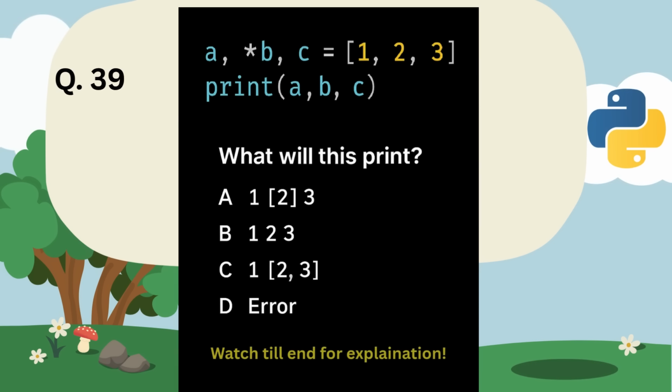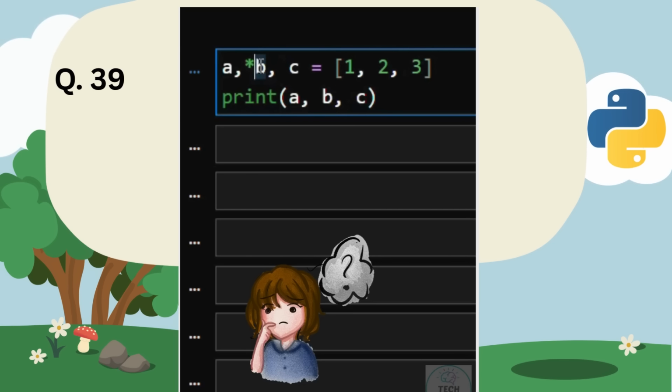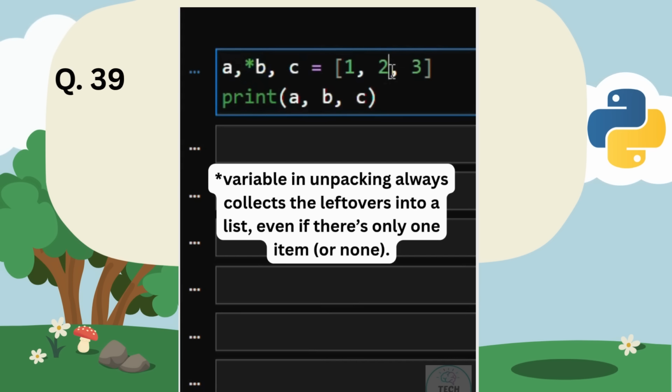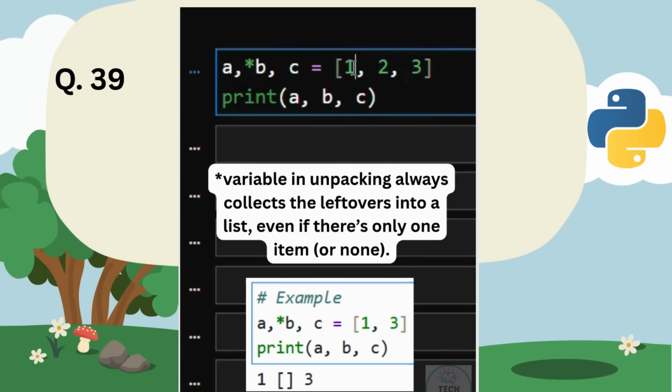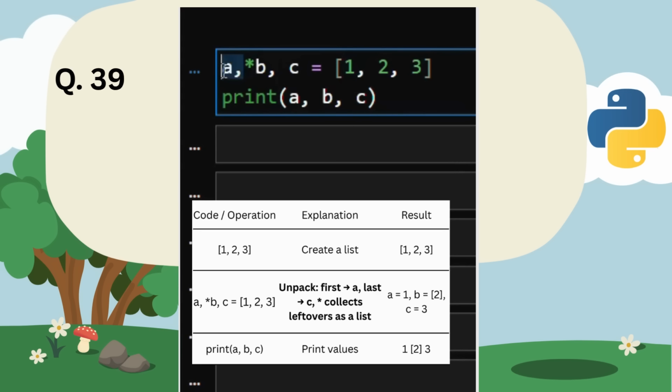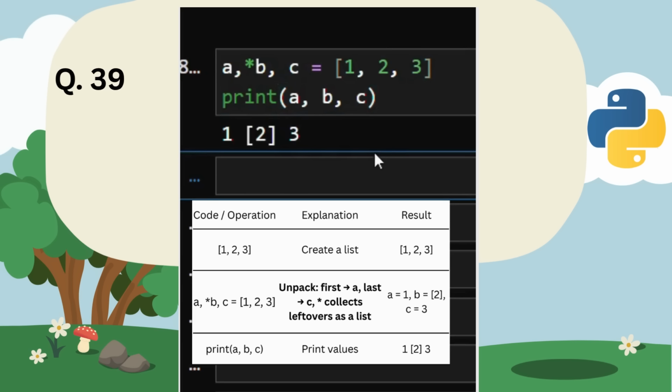What will this print? Take a moment and drop your guess in the comments. The key is that the star expression lets B collect all the middle values from the list. So A takes the first value, which is 1, C takes the last value, which is 3, and B becomes a list containing 2. That's why the output is 1, list containing 2, 3.